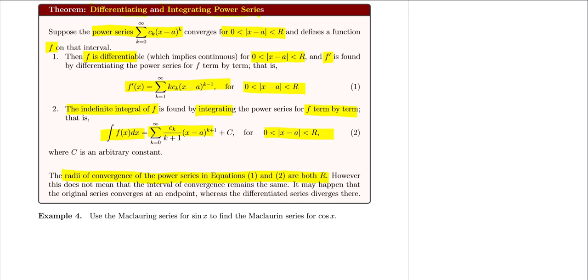However, this does not mean that the interval of convergence is the same. It may happen that the original series converges at an endpoint, whereas the differentiated or integrated series diverges there. So we would still need to check the endpoints. Okay, so let's practice here with a couple of problems.